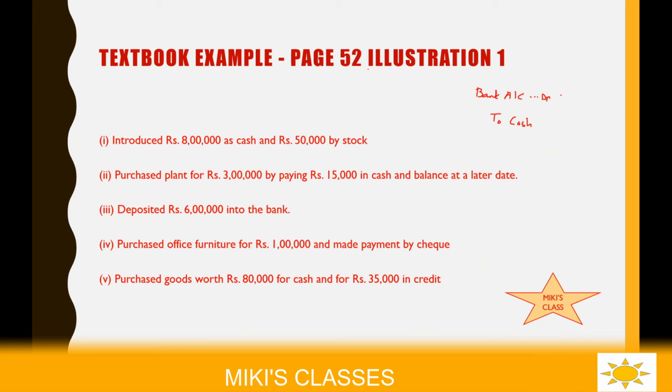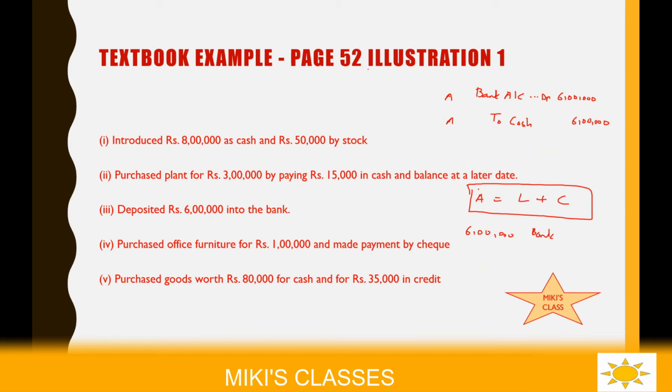Now, the bank balance has gone up by 6 lakhs and your cash balance for the business has gone down by 6 lakhs. And both of these are assets. So think about the fundamental accounting equation again. Assets is equal to liability plus capital. So this asset, bank, has gone up by 6 lakhs.